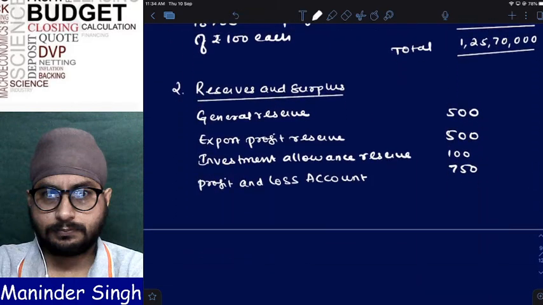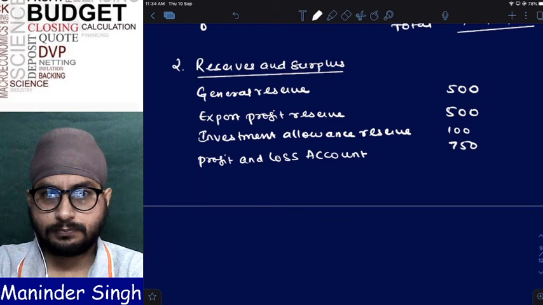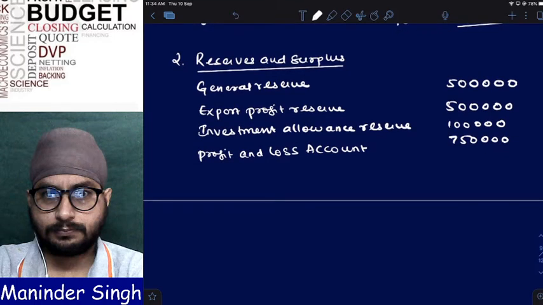What will I do here? This is 5 lakhs, 1 lakh, 7,50,000. And how much do we have for this one now? Which is our capital reserve? Capital reserve is how much? 3,80,000. Clear? Capital reserve is 3,80,000.